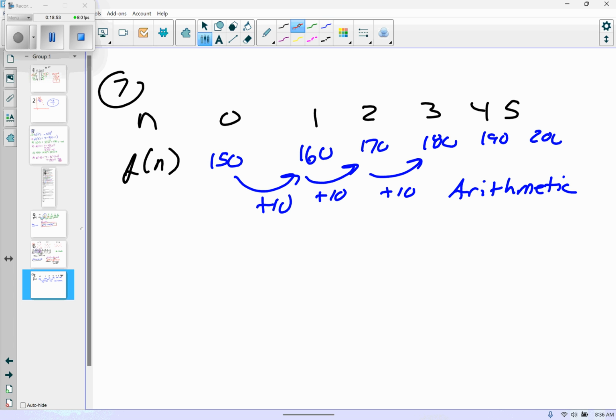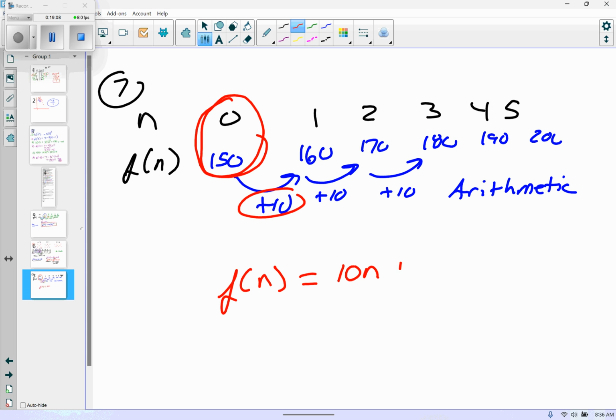Okay, so let's figure our equation. Heck, let's use this right here to see if we can make it work. Okay, so I have, and I'm going to use that. So f at n equals 10n plus 150. Okay, if I plug the 0 in, 10 times 0 is 0. 0 plus 150 is 150.